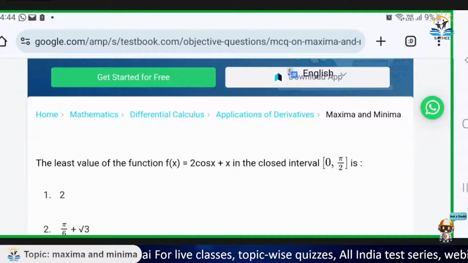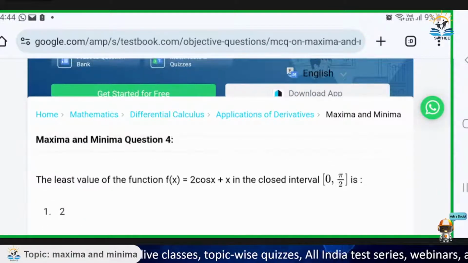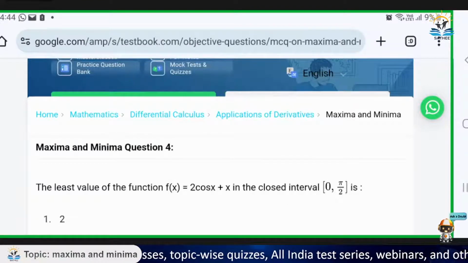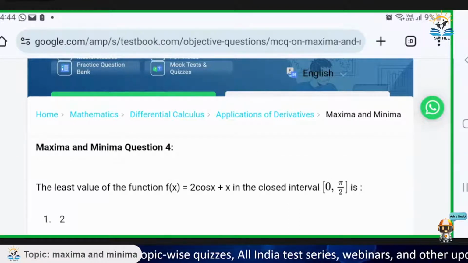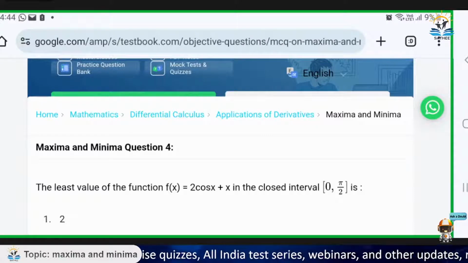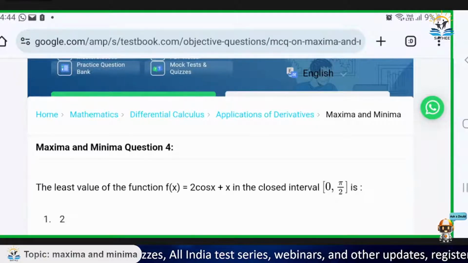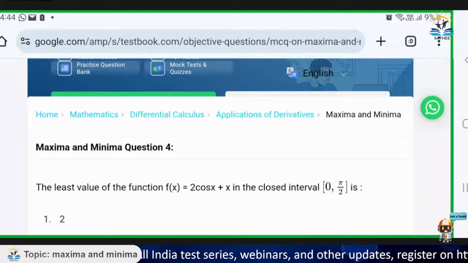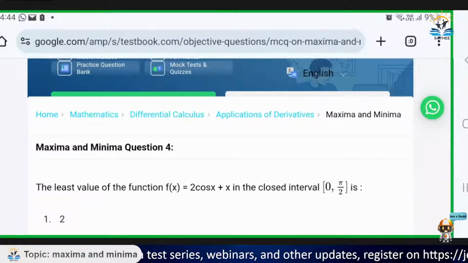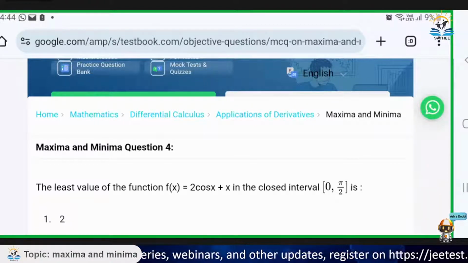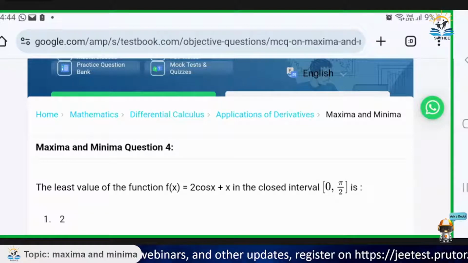Okay, now let us see this question. The least value of the function f of x is equal to 2 cos x plus x in the closed interval 0 comma pi by 2 is. Now, till now we have been getting questions where intervals are not specified. Now we have been given intervals.